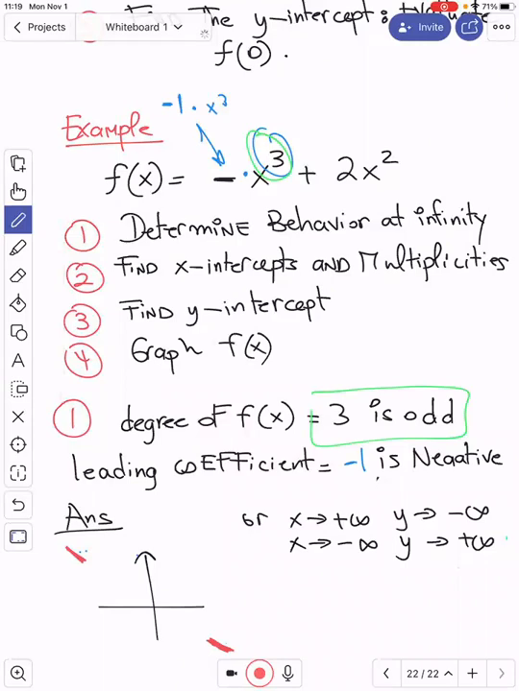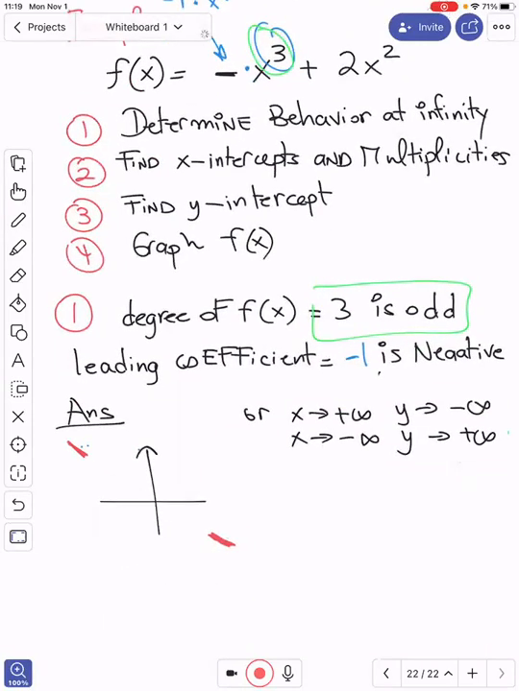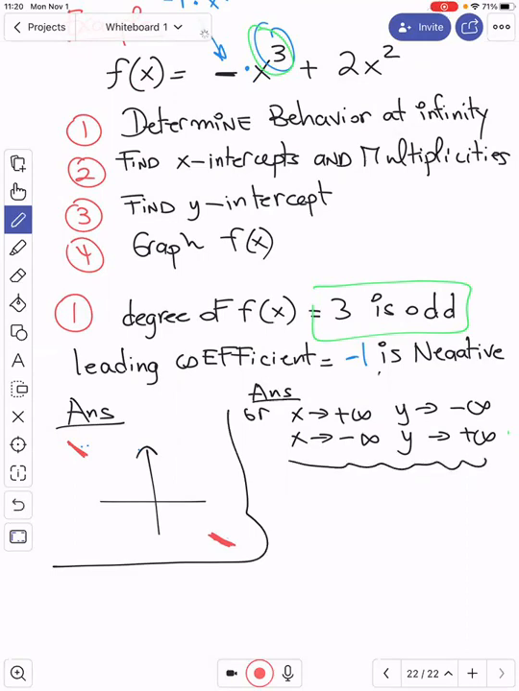So for the answer, guys, in the test or in the final, it's up to you. We have two possible answers here. Either you can graph your graph at positive infinity and negative infinity, or you can use this notation with the arrows: x approaches positive infinity, then y approaches negative infinity, etc. It's up to you. Both answers are correct for me.